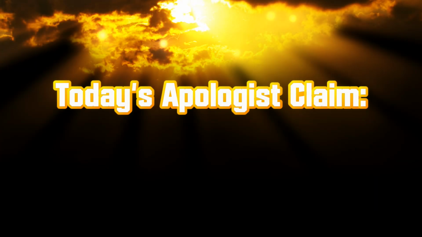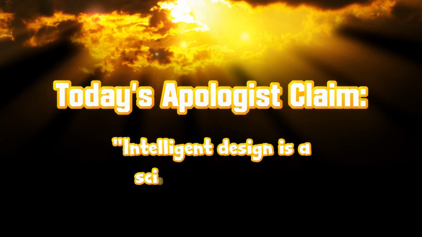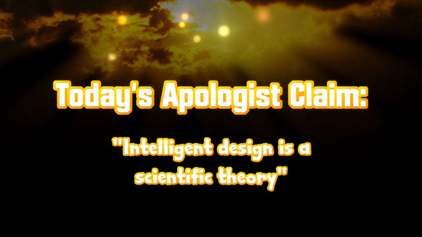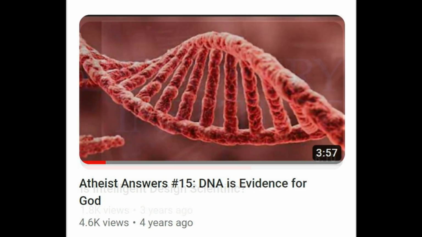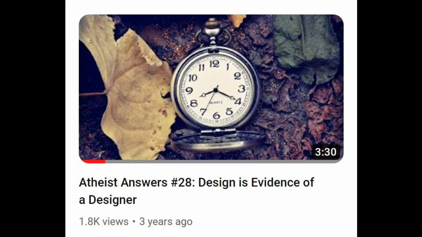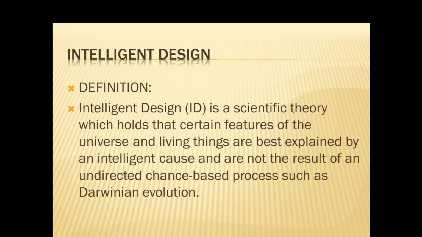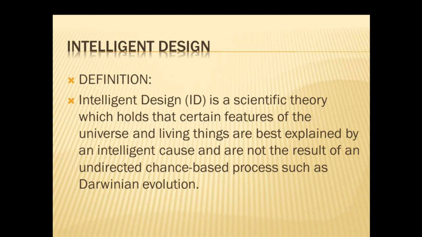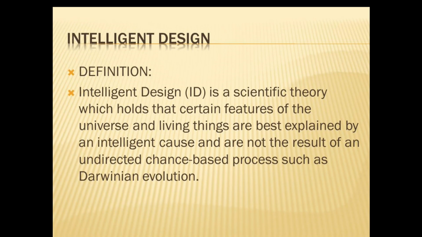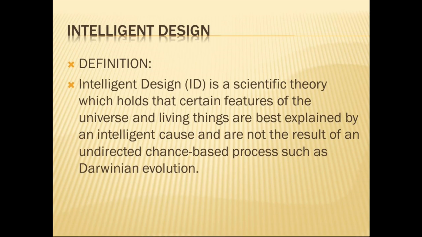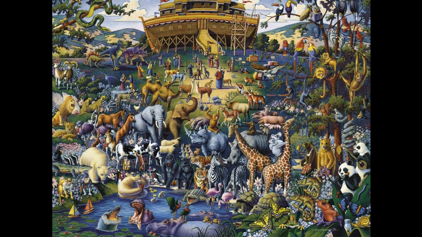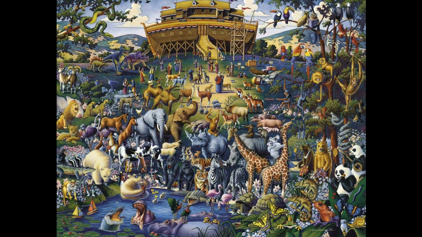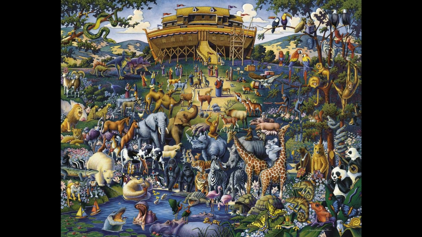Today's apologist claim: intelligent design is a scientific theory. I keep coming back to debunking intelligent design because there are so many different ways to take it apart. To begin with, intelligent design, or ID, is an attempt to give scientific justification for concluding the existence of an intelligent designer who created life in all its diversity. So let's see how well it succeeds at this goal.